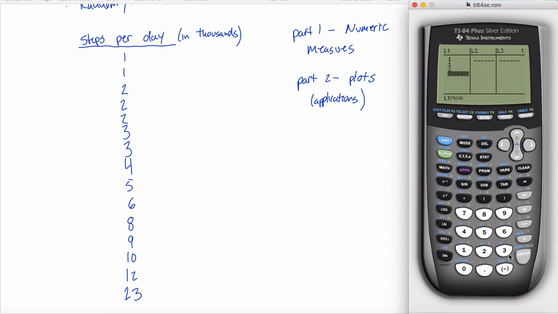Second observation in this list is also a 1. Then I got a 2, another 2, another 2, 2 3s, a 4. And if you want to play along, enter this data into your own list, and you can follow the steps. If you don't want to, hang on, I'll be done in a second. 8, 9, 10, 12, and 23.